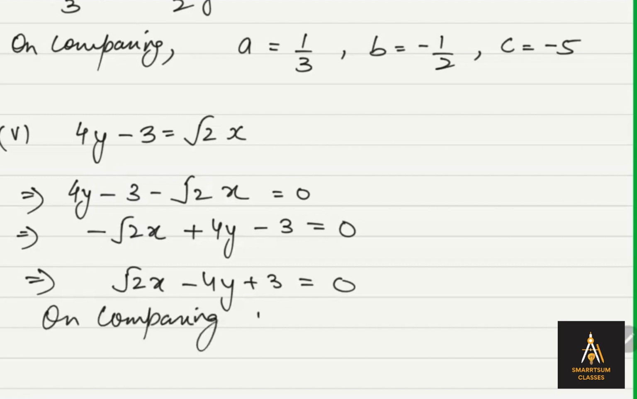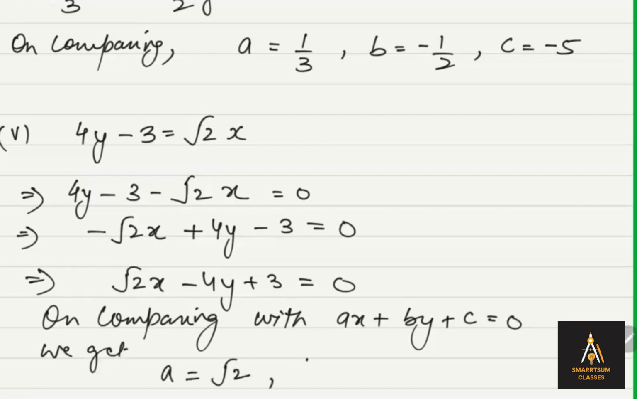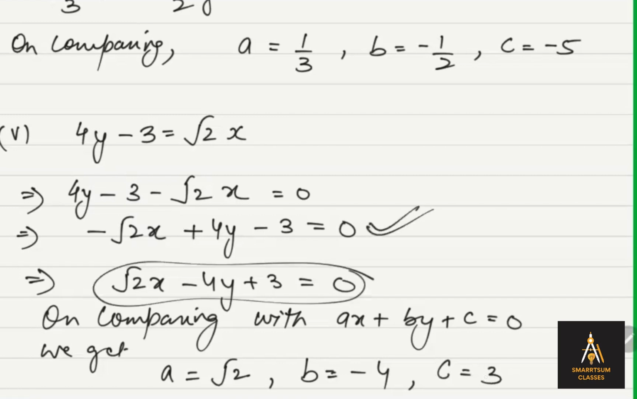So I'm comparing with ax plus by plus c is equal to 0. We get a, what is the value of a? Root 2. b is minus 4 and c is plus 3. So if you're not doing this step and you are comparing this only, then also it is correct. If you compare this form of the equation, then a will be minus root 2, b will be 4, and c will be minus 3. So that is also correct. As I told you, coefficients are not unique. It may be different.